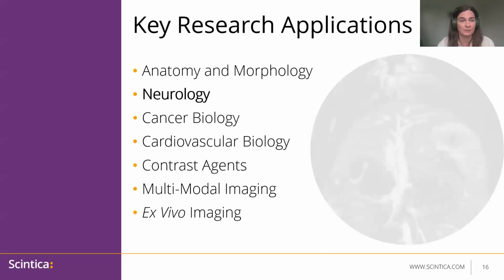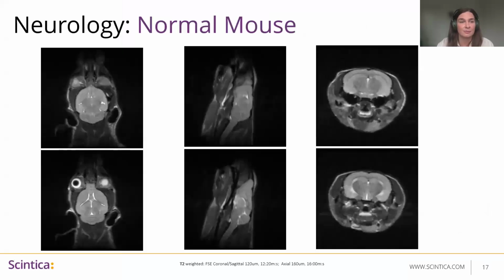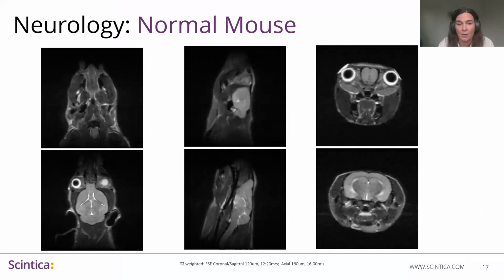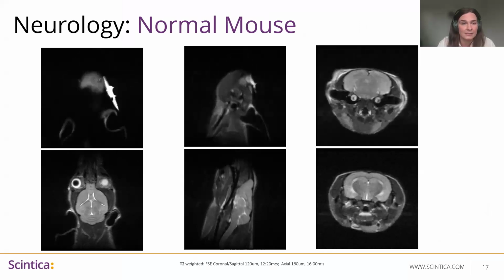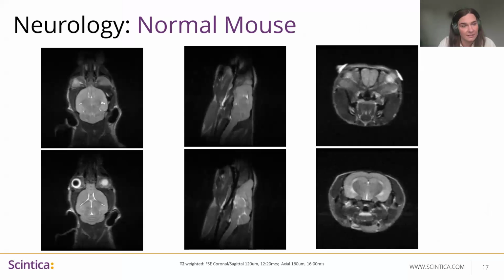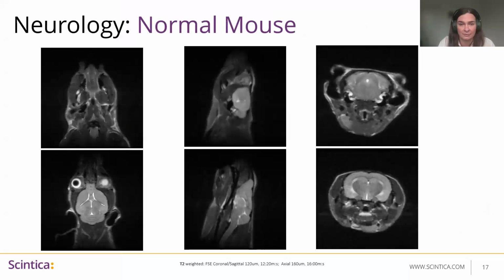So now to move on to some neuroimaging examples. There are some examples of the brain. So these are acquired in about 12 minutes. So this is just a standard wild type mouse where we're able to visualize the brain in 3 different planes.